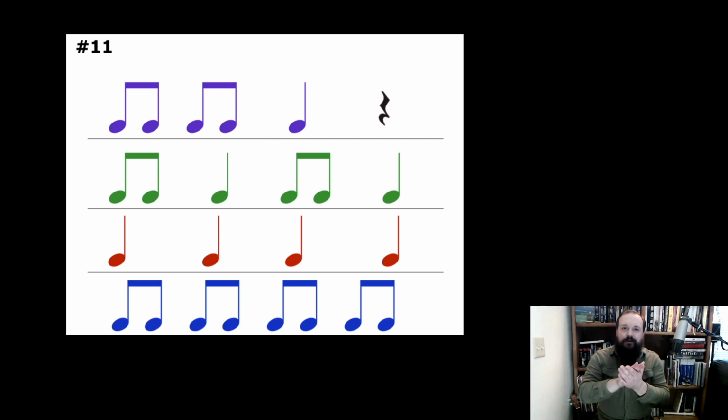Okay, let's try it. 1 and 2, 3, 4. Cherry, cherry, jam, shh. Cherry, cherry, jam, shh. One more. Cherry, cherry, jam, shh. Good, I hope you got that.